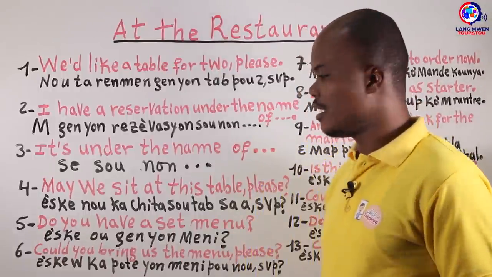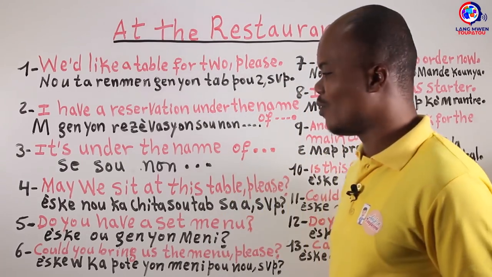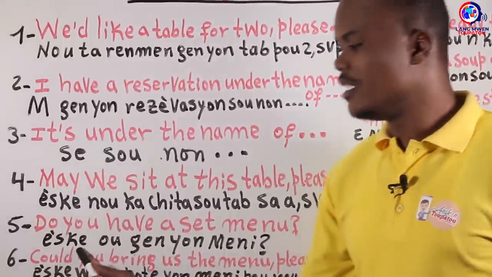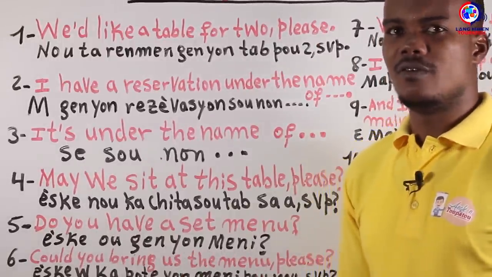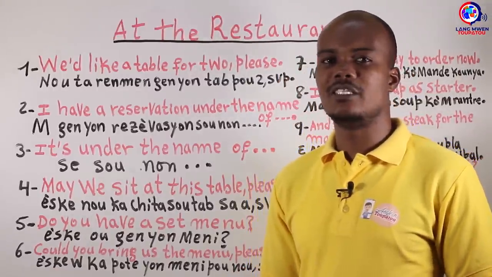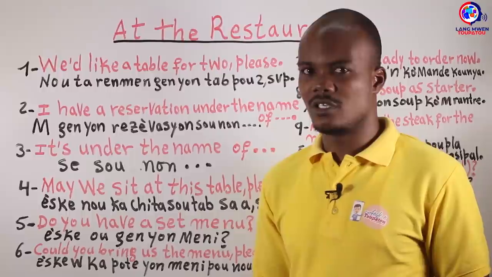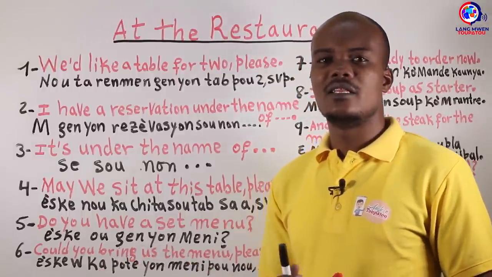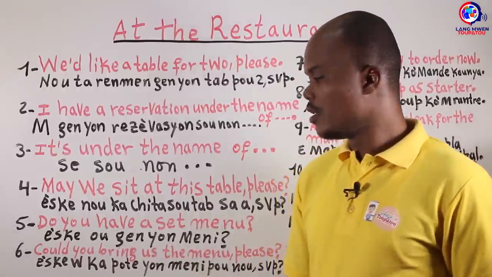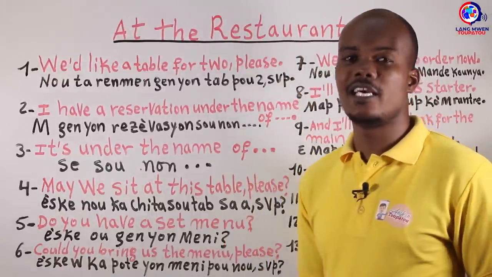And next sentence, the fifth way you can ask a very important question at the restaurant, it's when you're talking about the menu. Like, you see the waiter or the waitress. In a restaurant, waiter is a server, waitress is a female server. The waiter is a man. The waitress is a woman. So, you say to the waiter or the waitress, do you have a menu? But you'd like to say that in English. You know it in Creole.